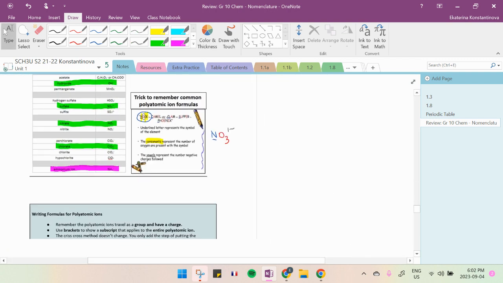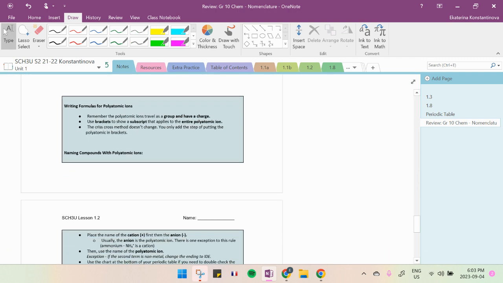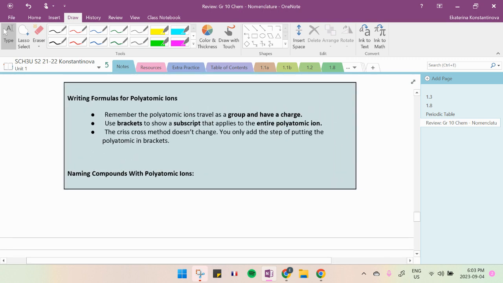Okay? All right, so let's talk a little bit about how to write the formulas and how to name these compounds because it does get a little bit tricky. The first step is always to recognize, when do you have a polyatomic ion? Well, remember that polyatomic ions are a group of ions. So if you don't see a simple metal and nonmetal, so 2 elements together, you see 3 elements together, that can indicate potentially that you have a polyatomic ion present in the ionic compound.